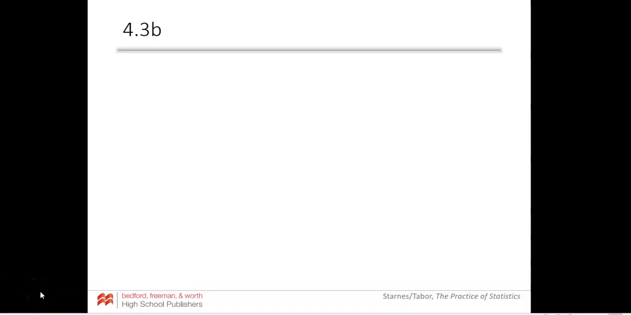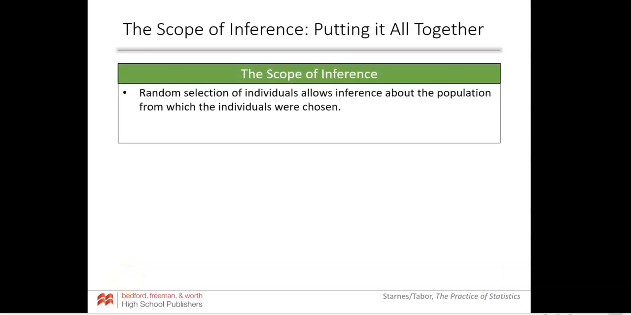Okay, today is lesson 4.3b. It's about the scope of inference. There are two little details we'll get to in a minute that are really easy to confuse.